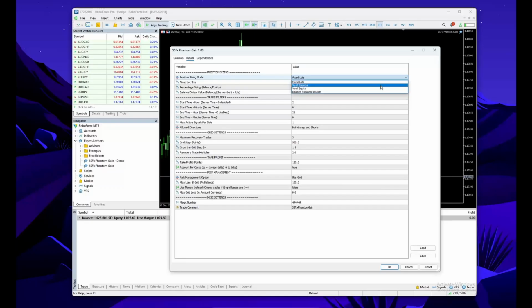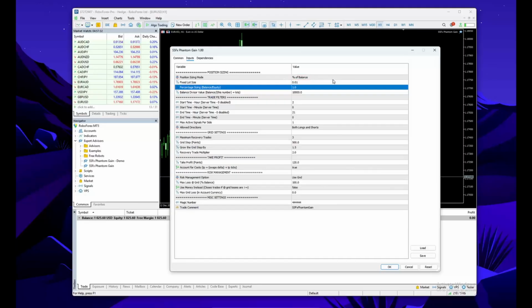So in that case, we've provided the percentage of balance and percentage of equity settings. If you set your Expert Advisor to either of the two, you'll have to set the next setting, which is the percentage sizing, either balance or equity. If I've set 1%, the bot will try to use 1% of your balance or equity, depending on which one you set on the first setting, to place a trade on your account.